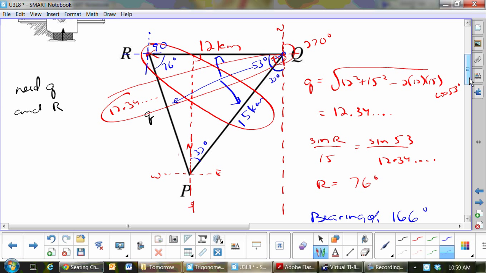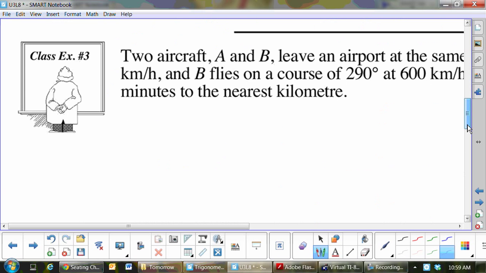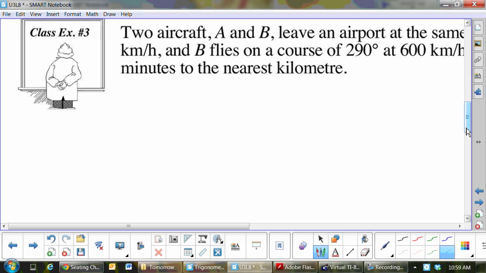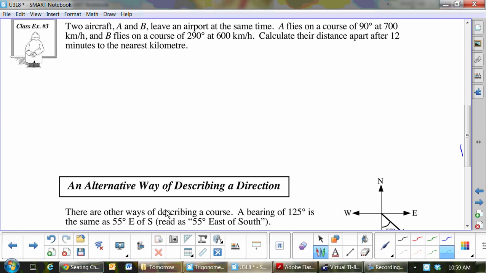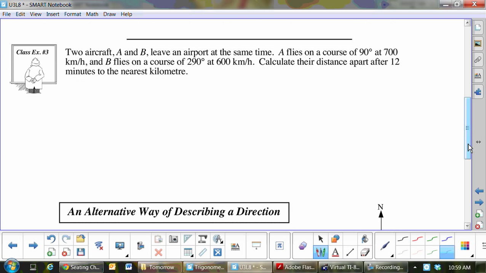Okay, next one. These are always everybody's favorite, right? We have 2 things leaving an airport, or 2 trains leave at the same time, and it's trig this time, so I'm just going to get us back to normal here. So we have 2 aircraft, A and B, leaving an airport at the same time. A flies a course of 9 degrees at 700 kilometers an hour, and B flies 290 degrees at 600 kilometers an hour. Calculate the distance apart after 12 minutes.